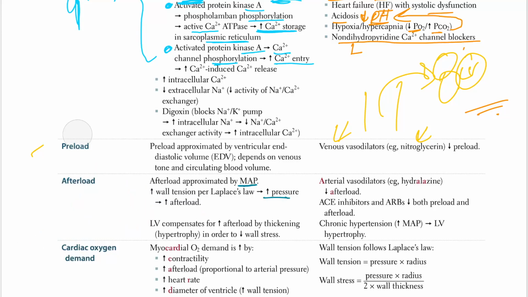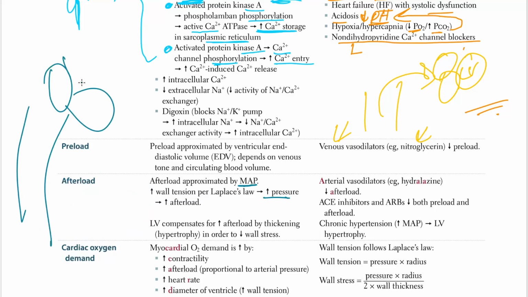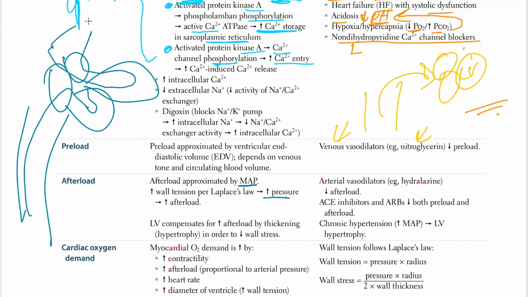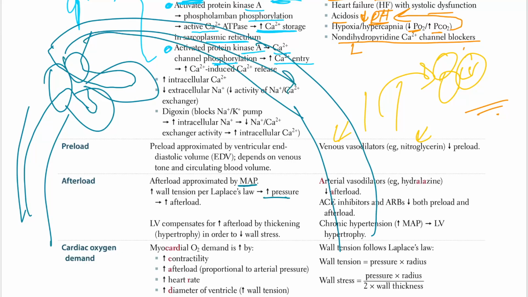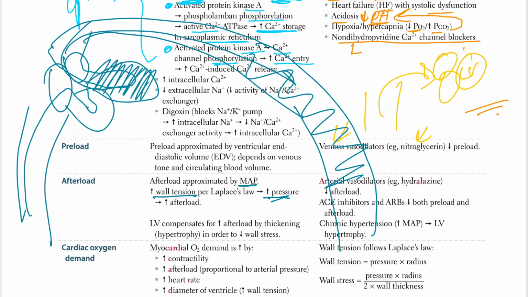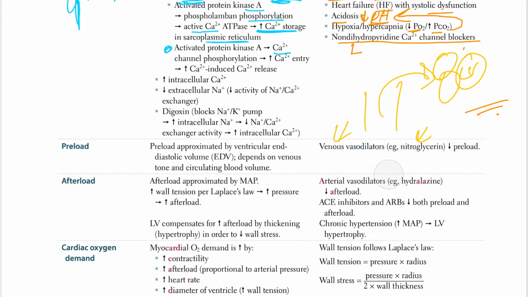So take afterload like this. Okay, let me just do it here. This is the preload from the veins coming to the heart, right? This is all the preload, it goes to the lungs, gets back here, goes back. So the preload is going to be whatever is going into the systemic circulation. If you have an increase in wall tension, it will increase the pressure. You increase the pressure here, it's going to be hard for the left ventricle to push that fluid out, right? So that will increase the afterload, because of the increase in pressure.